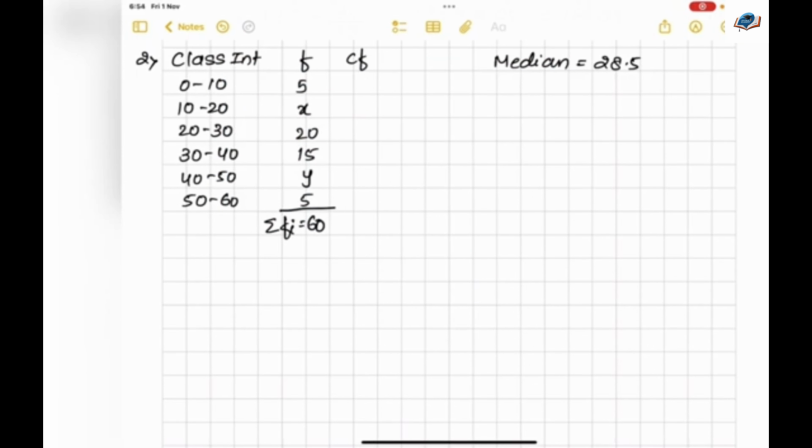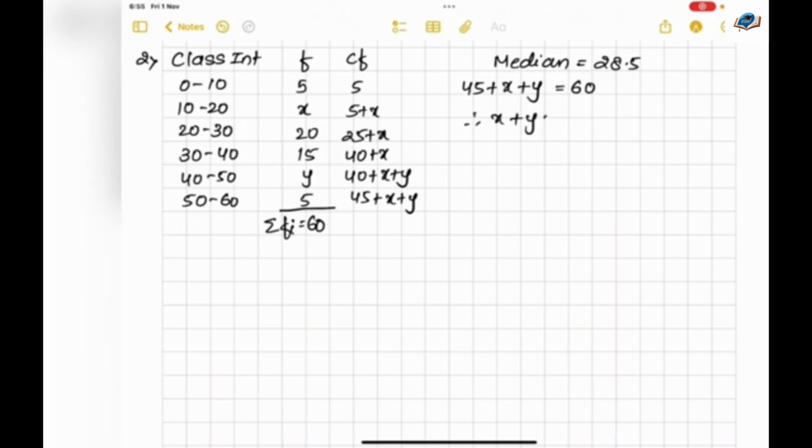Now, class interval and f is given. So, CF I am finding: 5, 5 plus x, 25 plus x. Now, 25 plus 15 will be 40 plus x, then 40 plus x plus y, and 40 plus 5, 45 plus x plus y. Now, I am also given 45 plus x plus y equal to 60. So, therefore, x plus y equal to 15. So this I am giving as one number.